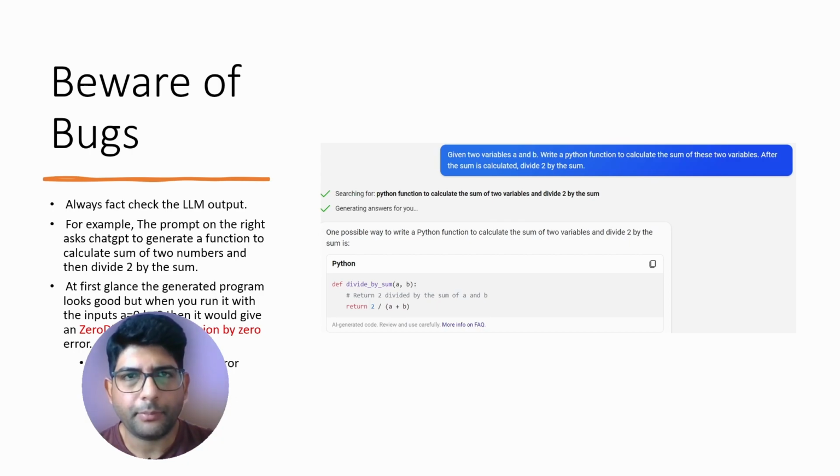But the large language model does not know that. So if you take this program and directly use it blindly, then you would have some serious bugs downstream. So always fact check, always debug the output or the program generated by a large language model, and then try to amend it. So for example, in this program, we amend it by adding certain error handling over here.